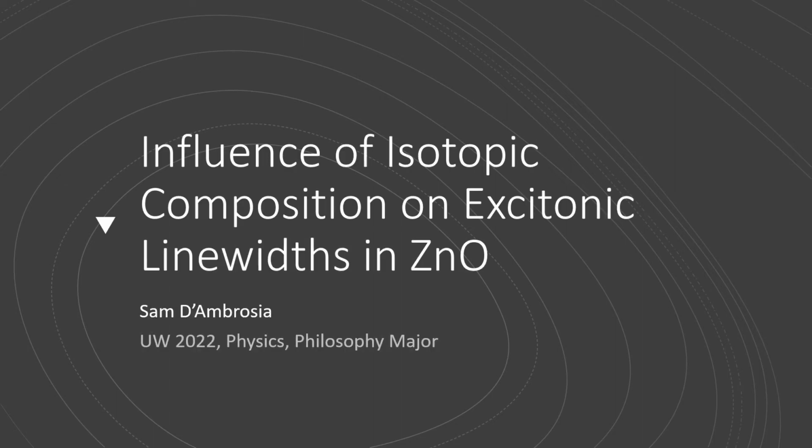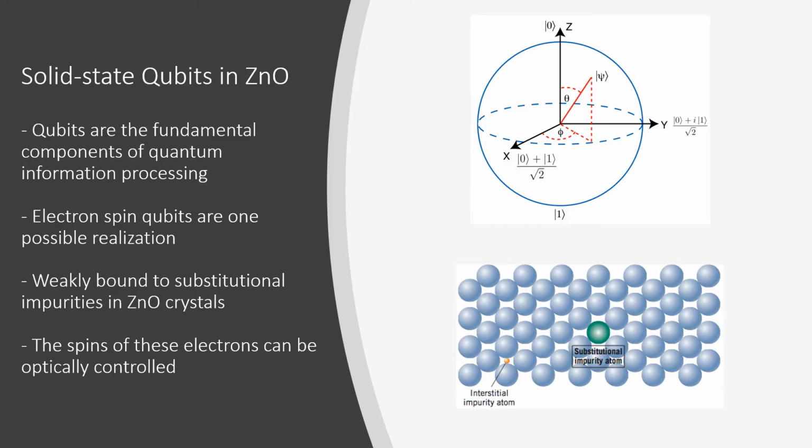This winter, my research focused on understanding the role of isotopic composition on the photoluminescent line width of defects in zinc oxide, which will be used to better understand solid-state qubits in zinc oxide. Qubits are the fundamental components of any quantum information processing system. There are many physical systems which can act as qubits.